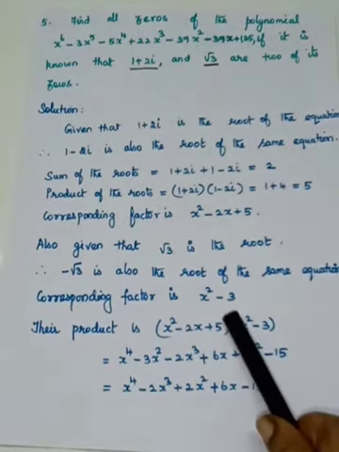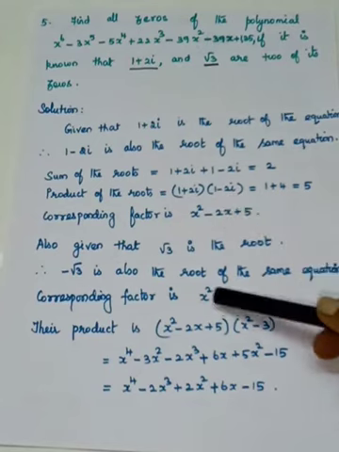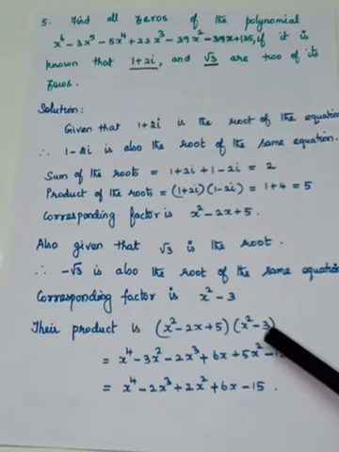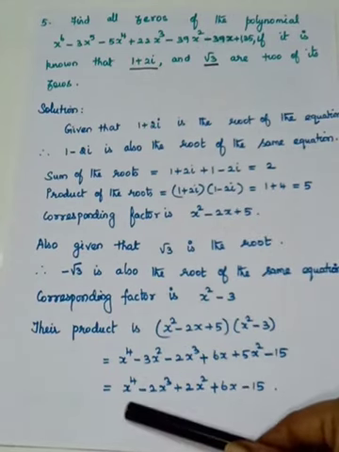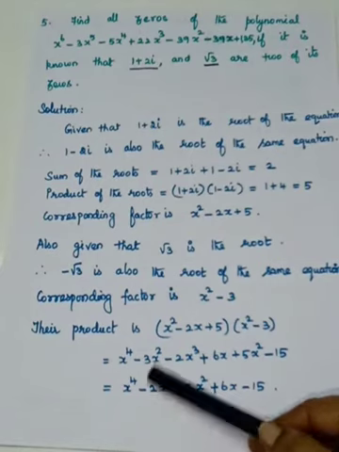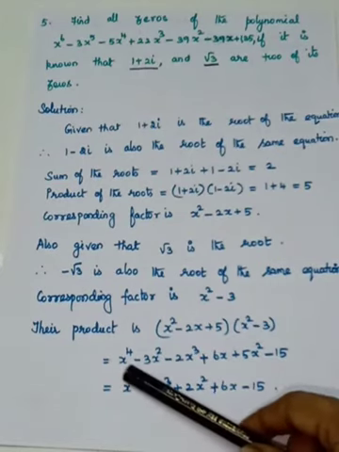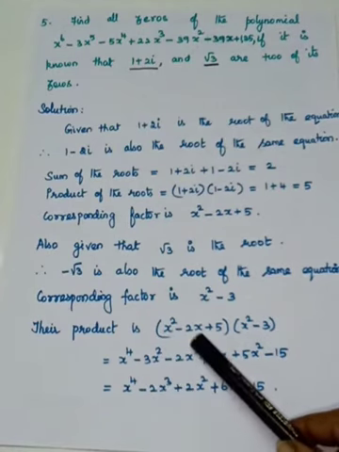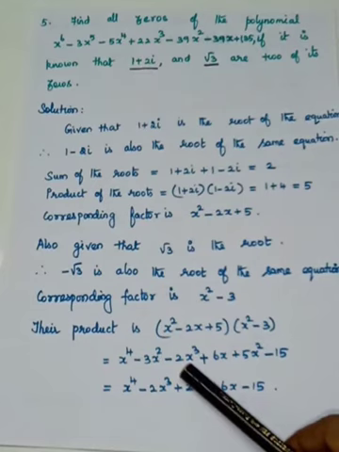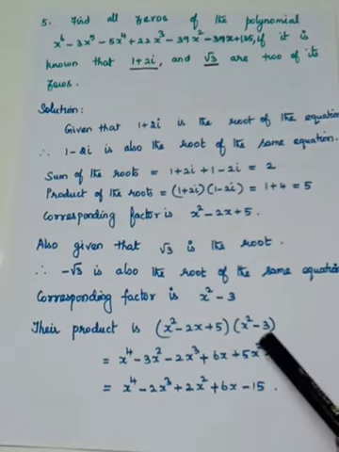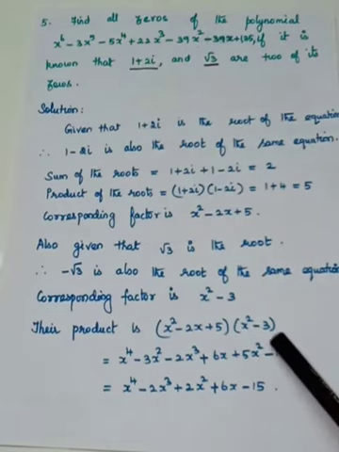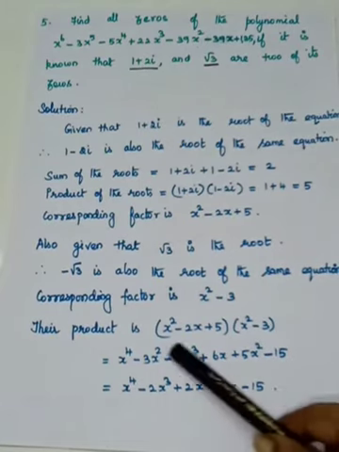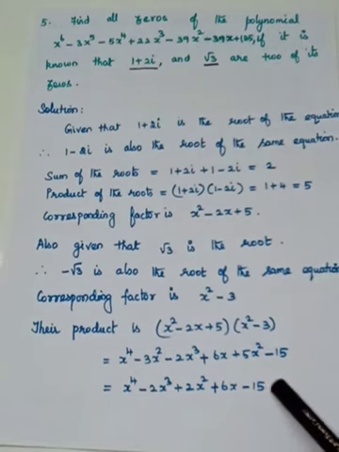Okay, so next what you have to do, you have to take the product of these two factors. So while you are taking the product, you see that you are getting the factor of degree 4. So x squared into x squared is x power 4. X squared into minus 3 is minus 3x squared. Minus 2x into x squared is minus 2x cubed. Minus 2x into minus 3 is plus 6x. And 5 into x squared is 5x squared. And 5 into minus 3 is minus 15. So it's a factor of degree 4.